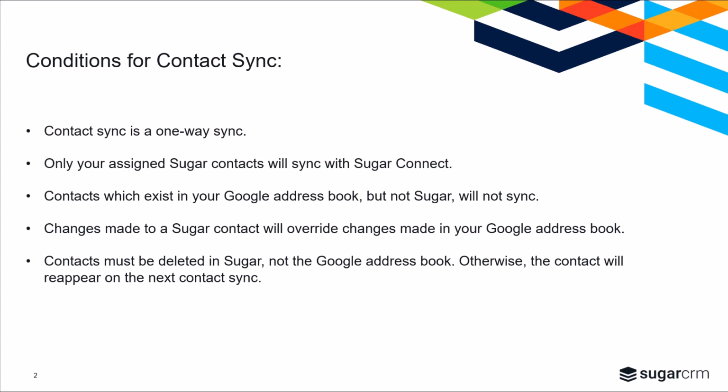So you want to make sure that if you're making changes to any of your contacts, you're doing so within Sugar. Creating new Sugar contacts can be done via the SugarConnect sidebar or directly in Sugar, but deleting records must be done in Sugar. Otherwise, if you delete a synced contact from your address book but not from Sugar, that contact is going to reappear in your address book after the next sync.